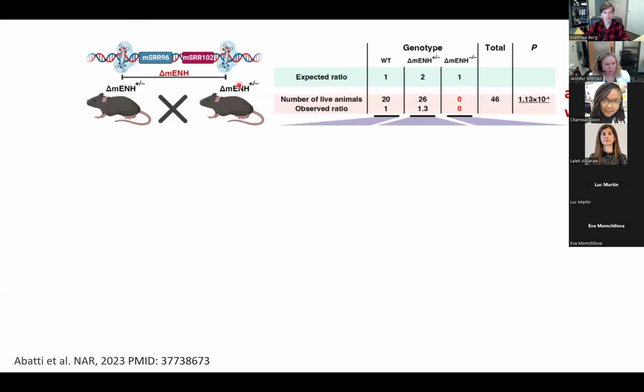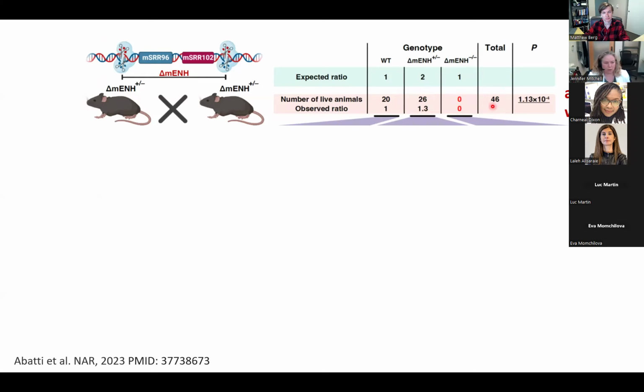Again, we used CRISPR to make a deletion of these regions. The first thing we looked at was just viability at weaning. What we found was that we found no mice alive at weaning that had the enhancer deleted on both alleles, whereas we found a number of mice that had the enhancer on one allele still alive at weaning. This was from a total of 46 mice. So we concluded that deletion of this enhancer is in fact lethal.